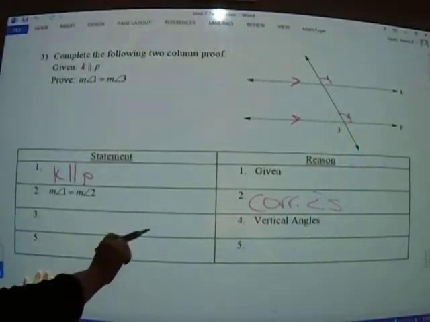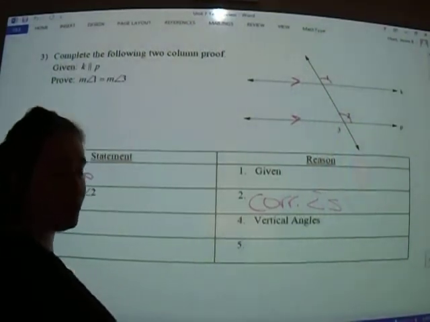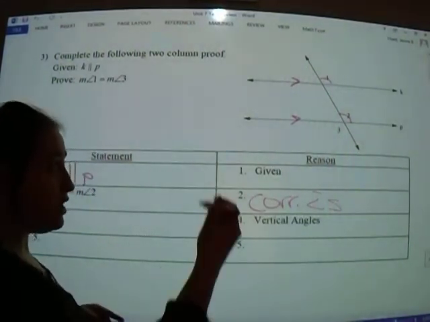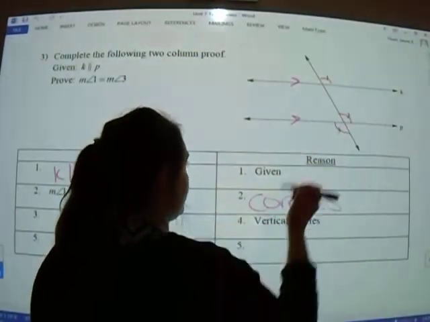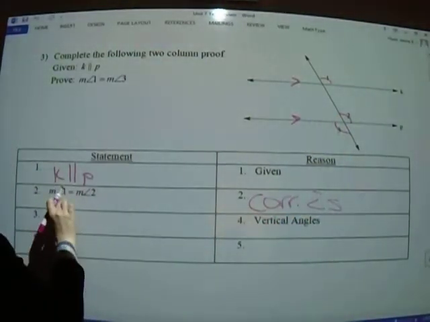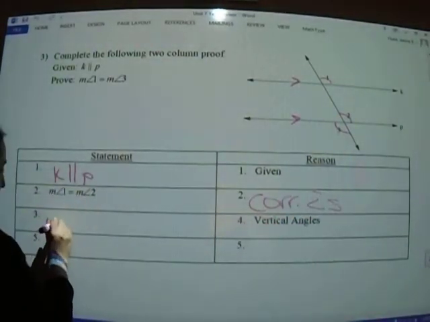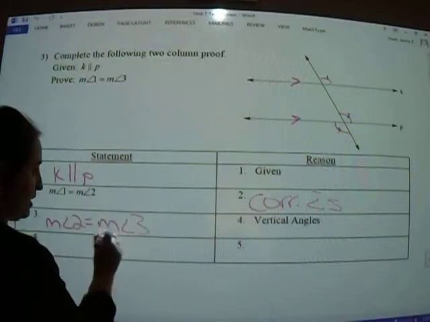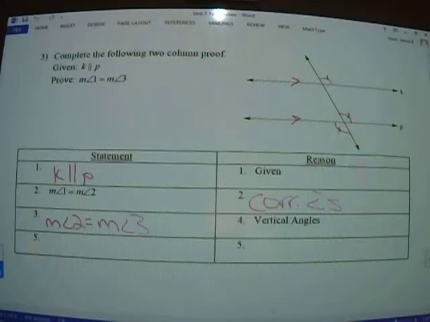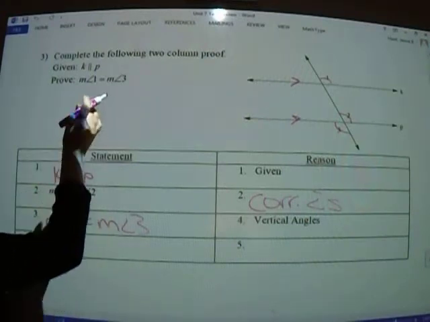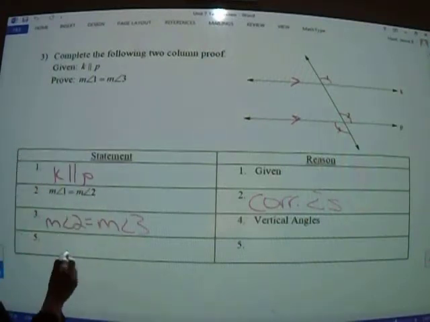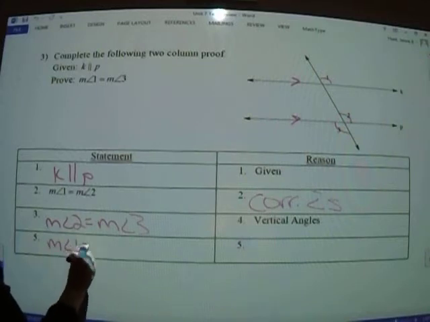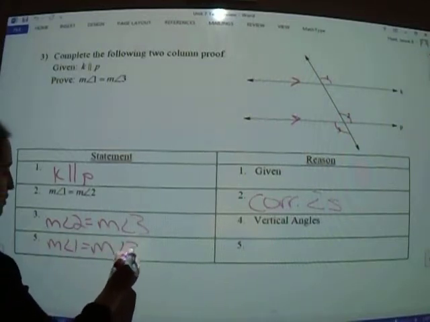So next we're told vertical angles. Well, the only two vertical angles that are marked in the picture are angle 2 and angle 3. We're going to keep the format that we've been in so far. So measure of angle 2 equals the measure of angle 3. Okay? Finally, we put right here what we're trying to prove, right, because it's the last line. So measure of angle 1 equals the measure of angle 3.